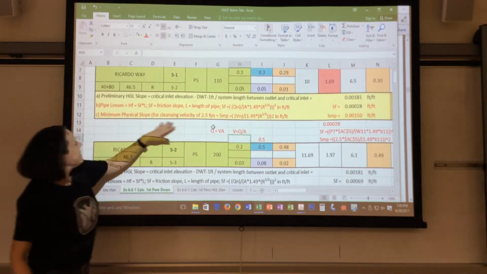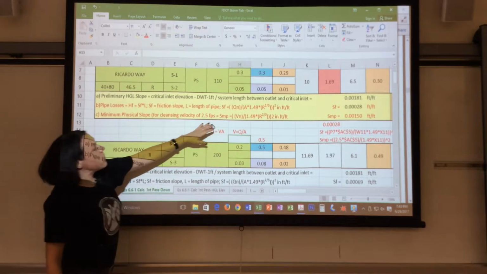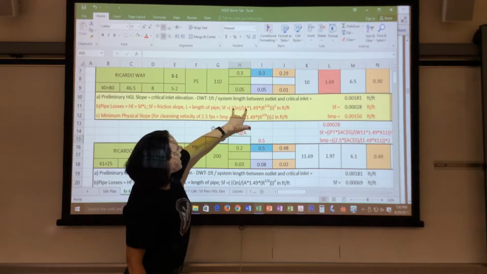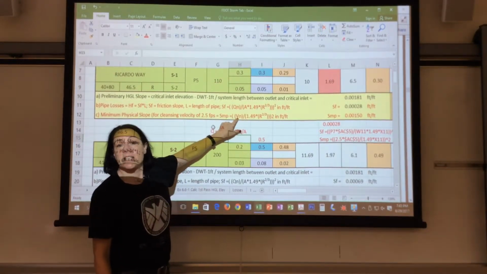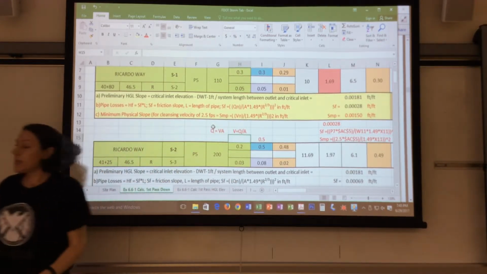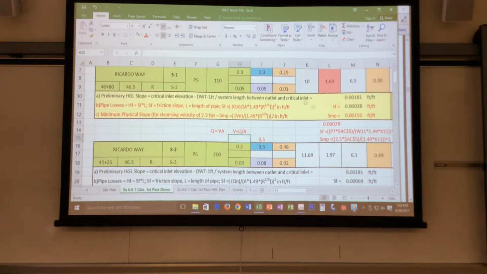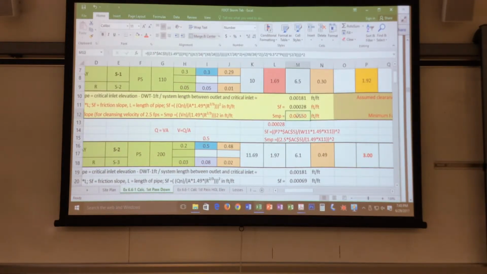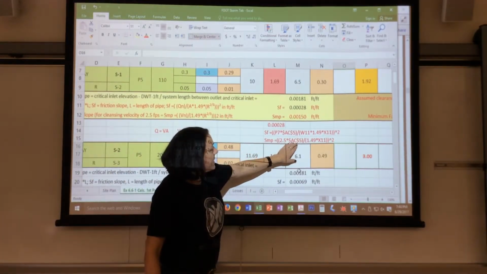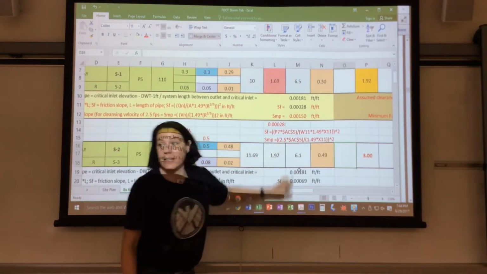All right? So in this formula for physical slope, we're using basically the same formula, but instead of Q and A, we're just going to say velocity because we know the minimum velocity we want is 2.5. So in the formula here, I'll write it over here. This is the long one. Ignore that, that was the complicated one. We're going to use this formula here. It's going to be 2.5 times the Manning's n, because 2.5 is our cleansing velocity.